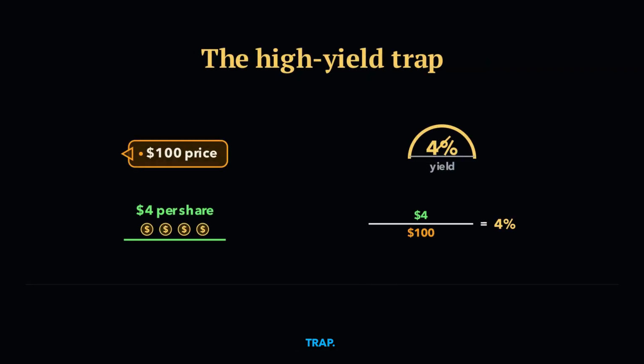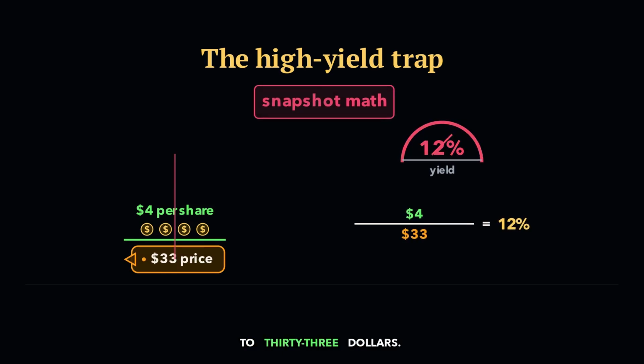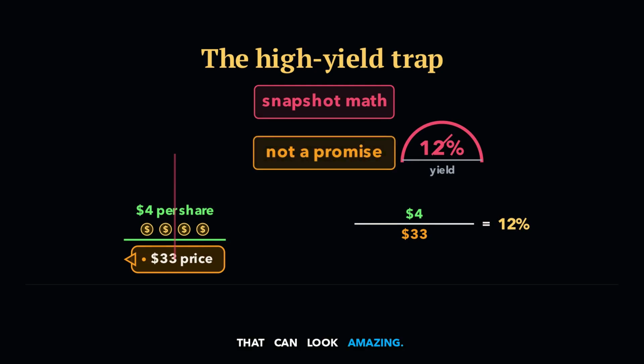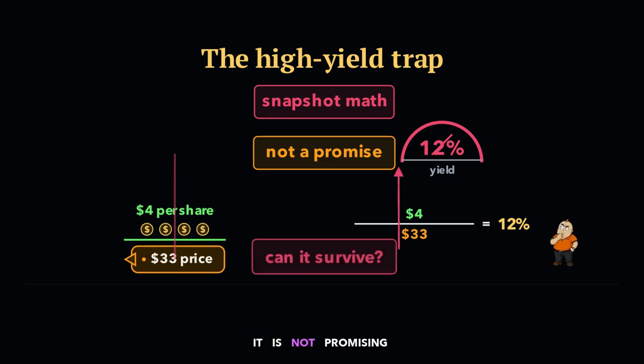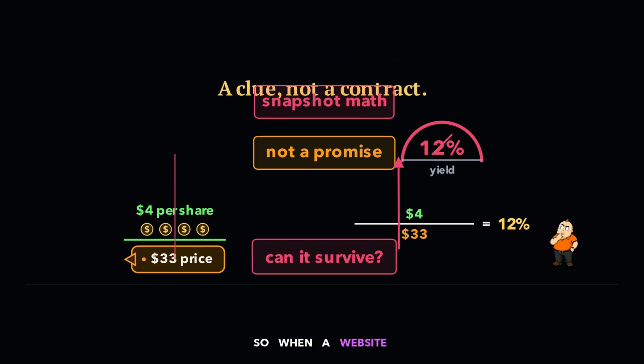Here is the high yield trap. A stock used to trade at $100 and pay $4 per year. The yield was 4%, then the price falls to $33. The website now shows a yield near 12%. That can look amazing, but the website is only doing snapshot math. It is taking a dividend number and comparing it with today's stock price. It is not promising that the dividend will keep getting paid. Sometimes the price falls because investors think the dividend is in danger. The big yield can be a warning sign, not a gift. So when a website shows a huge dividend yield, read it as a clue, not a contract.